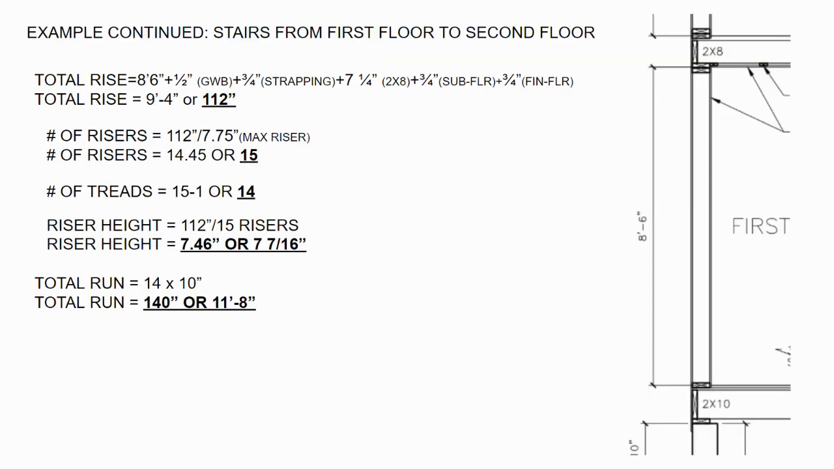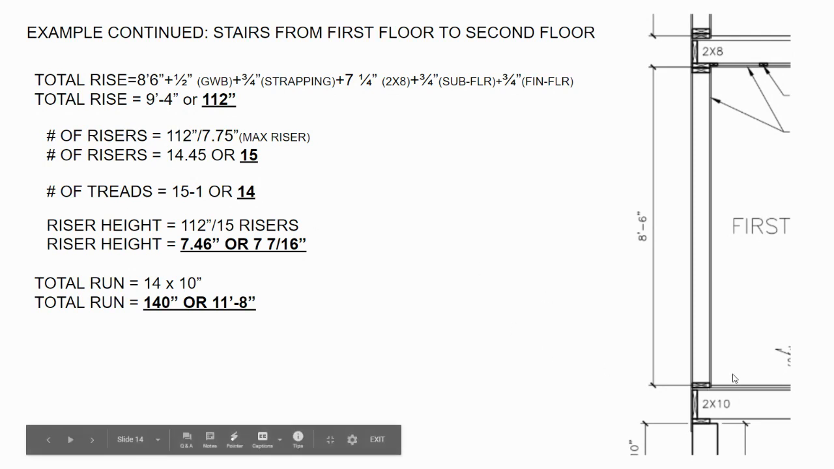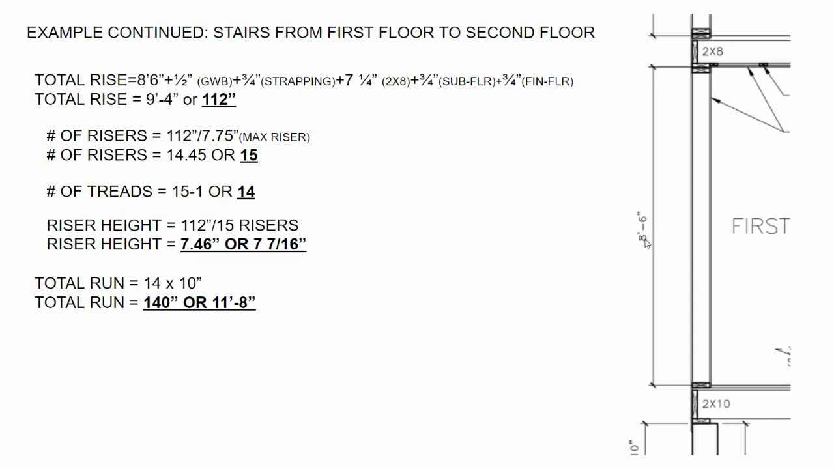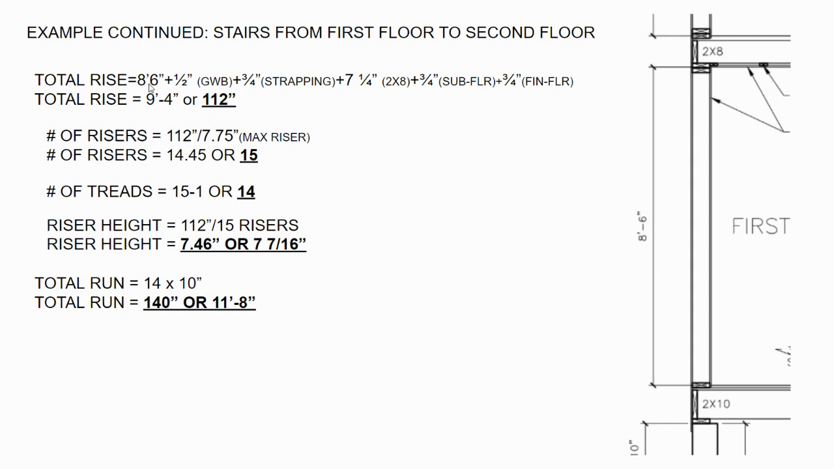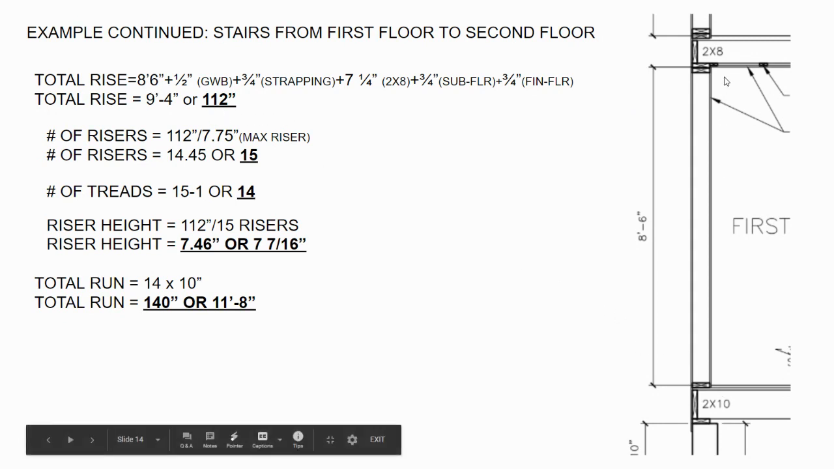Now that we understand what we're doing, let's pretend we're designing the stairs from the first floor to the second floor. Again, we have to take the information that we have in this section view and decipher it. So our total rise would be 8 feet 6 inches. And that 8 feet 6 inches is going from finished floor to finished ceiling. That's important to note. Where does that dimension come from and go to? So I'm going to measure from finished floor to finished floor by adding up the dimensions that I have in this section view. 8 feet 6 inches gets me to the finished ceiling.